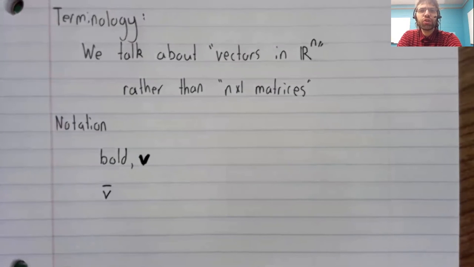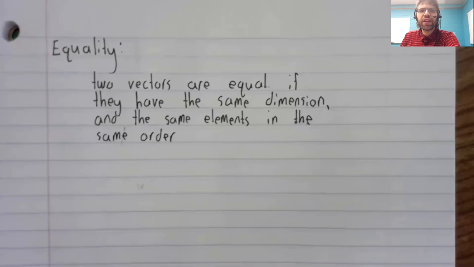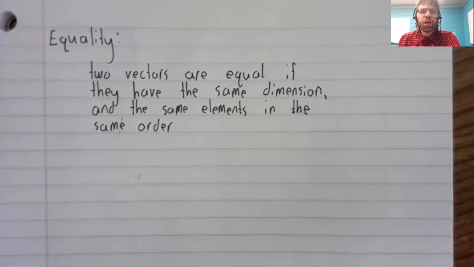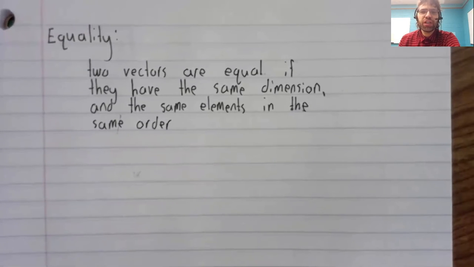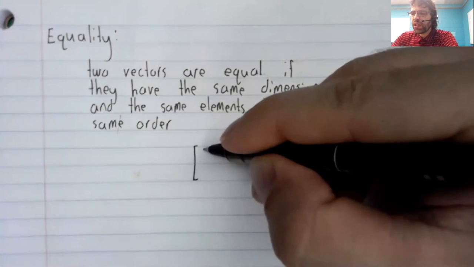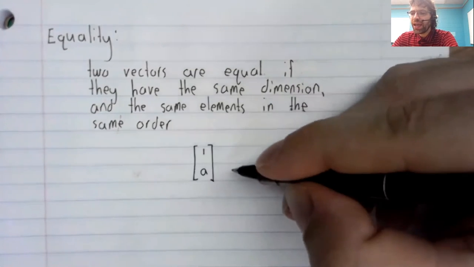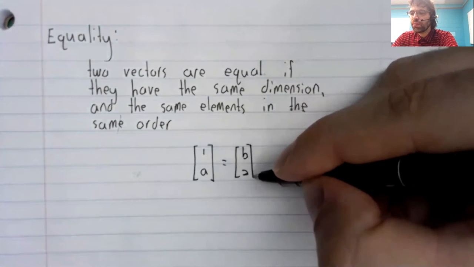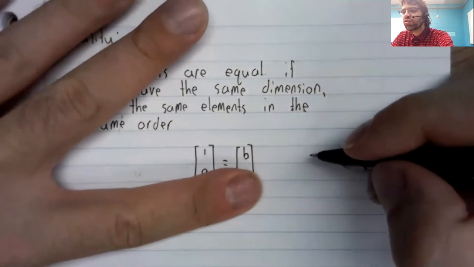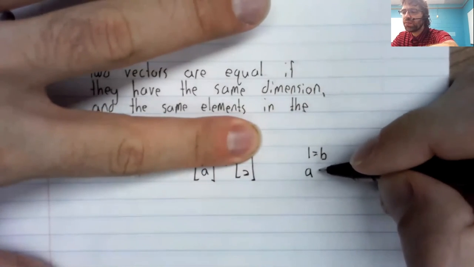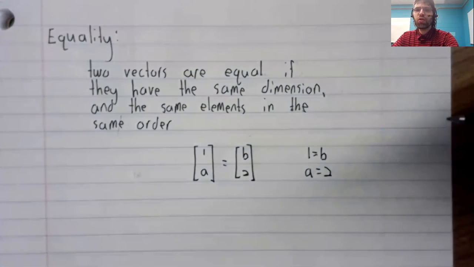Now let's talk about vectors algebraically. We can talk about vectors being equal or not equal. Two vectors are equal if they have the same dimension and the same elements in the same order. So if I tell you that a vector (1, a) equals a vector (b, 2), what I'm saying is that the first elements are equal and the second elements are equal.